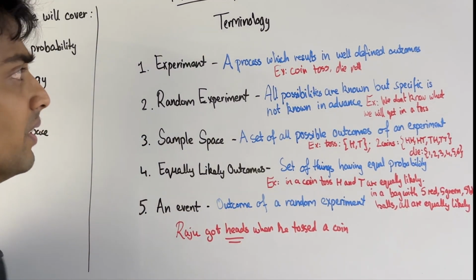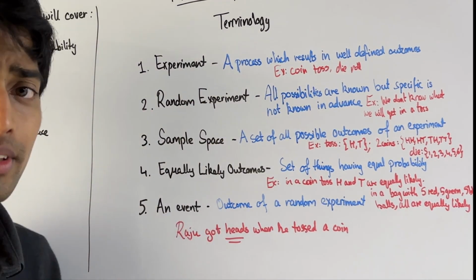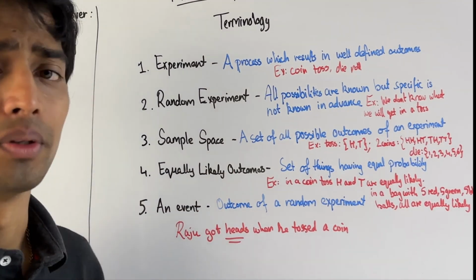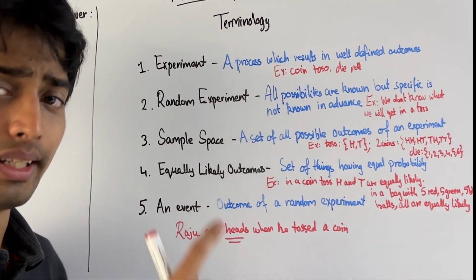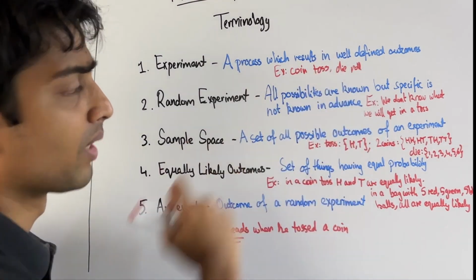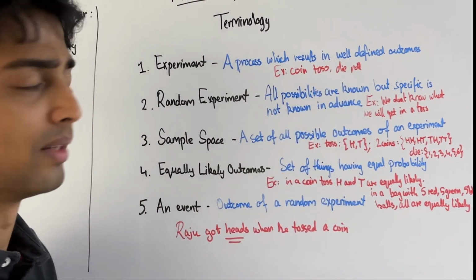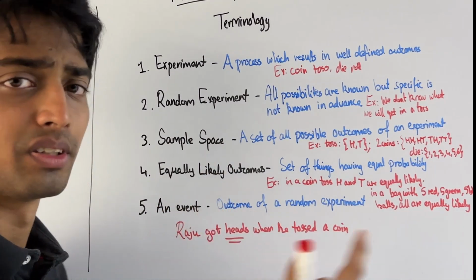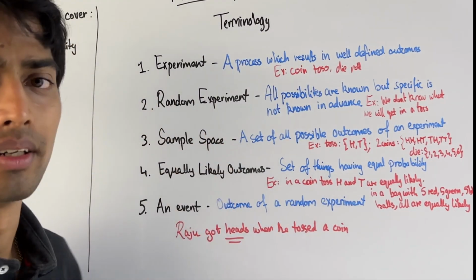Let's look at the terminologies. An experiment is a process with well-defined outcomes. So let's say a coin toss. We know that we are going to get either heads or tails. So the outcomes are well-defined. We know what the outcomes will be. Even with the dice, we know that the numbers will be between 1 to 6. So it's called an experiment.